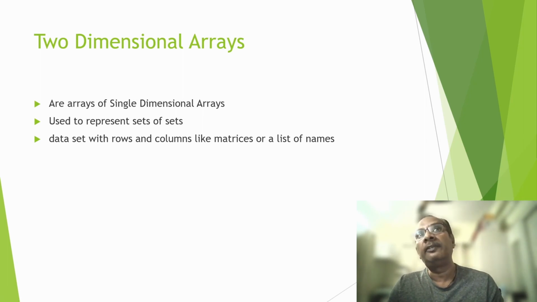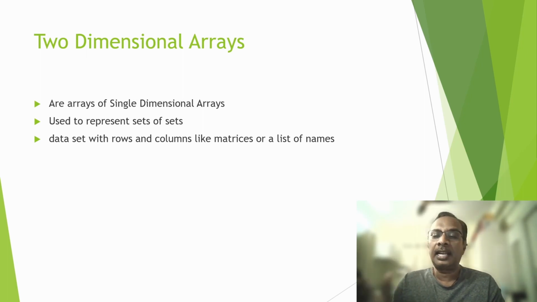So a two-dimensional array is used to represent a set of sets, the rows and columns. Say for example, if it is a number type, we call it a matrix, or if it is a character type, we call it a list of names or list of strings, basically. Because a name is a set of characters, right? If I need memory to allocate a list of names, then we go for a two-dimensional array, for example.